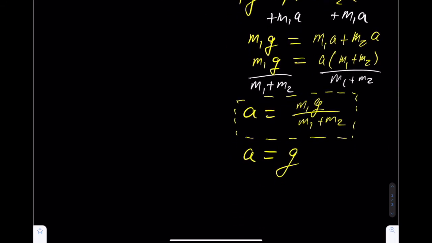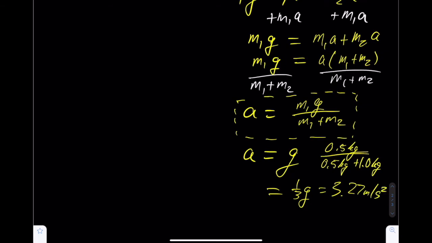So I've got m1 was 0.5 kilograms. And then m2 is 1 kilogram. So 0.5 divided by 1.5 is 1/3. So the acceleration is going to be equal to 1/3 of g, which is 3.27 meters per second squared.